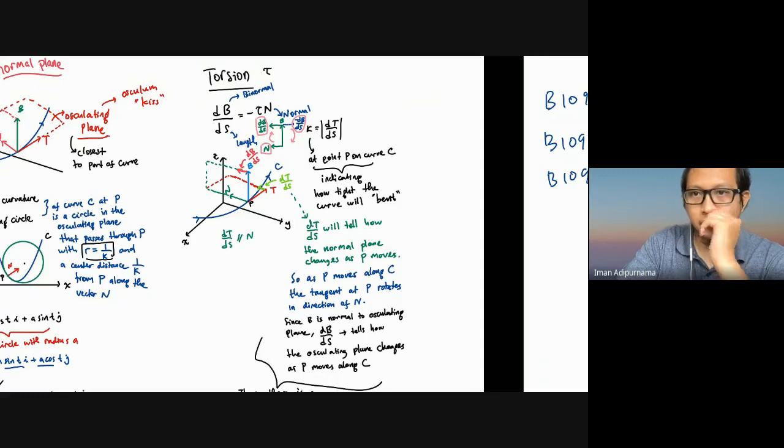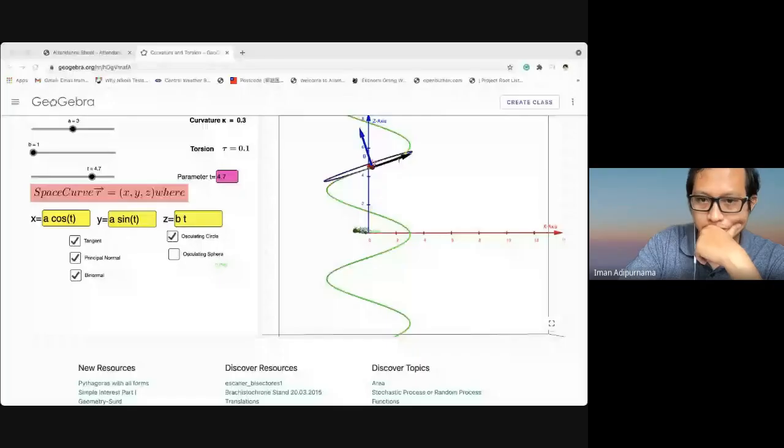Okay, I think I can show you. Wait a minute. Yeah, I will show you some graph. I hope you can see the graph.